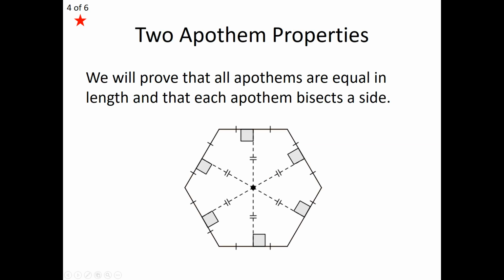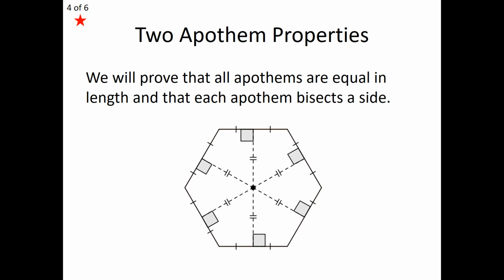The apothem has two provable properties. The first is that if I were to produce an apothem from the center to every single side of a regular polygon, we can prove that all apothems are equal in length. A second property we can prove is that all apothems are bisectors of the sides, meaning all apothems are perpendicular bisectors, because by definition they are perpendicular, and by the property we'll prove, they are bisectors.